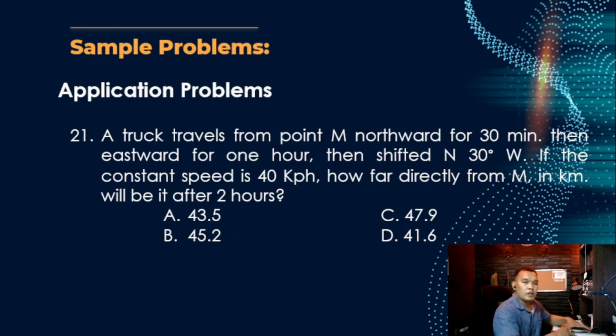Problem number 21, a truck travels from point M northward for 30 minutes, then eastward for 1 hour, then shifted north 30 degrees west if the constant speed is 40 kph. How far directly from M in kilometer will be it after 2 hours? Okay, so check natin ha.